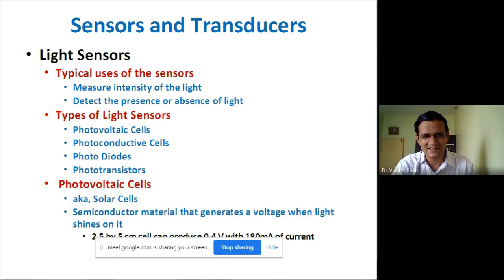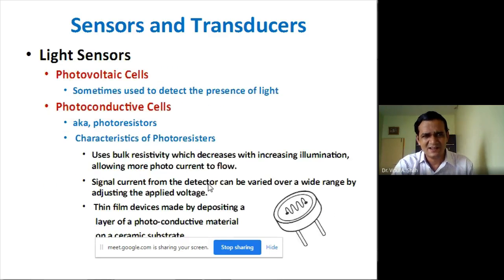Typical uses of these light sensors are to measure the intensity of the light and to detect the presence or absence of a light. Other light sensors are also utilized as a photovoltaic cell, photoconductive cell, photodiode, phototransistors, etc. We have some semiconductor material that can generate a voltage when light shines on it. We have light sensors like this, which are made up of a photovoltaic cell, and as and when the light is falling on it, it will measure the change in this light itself.